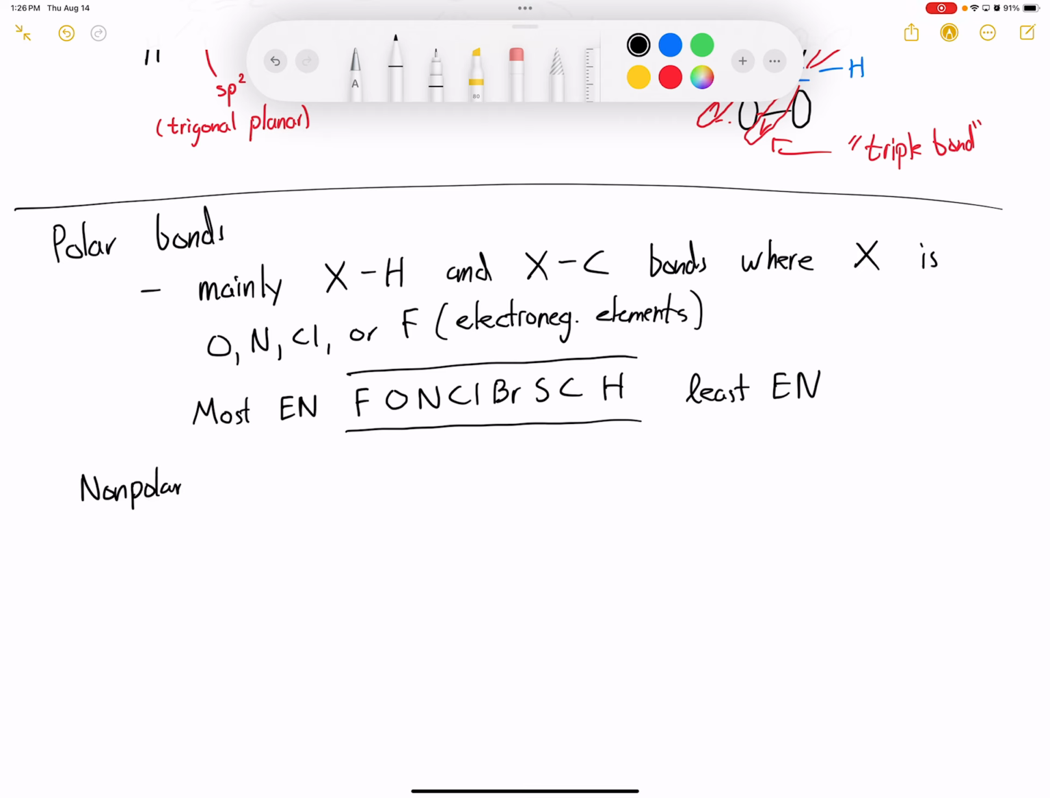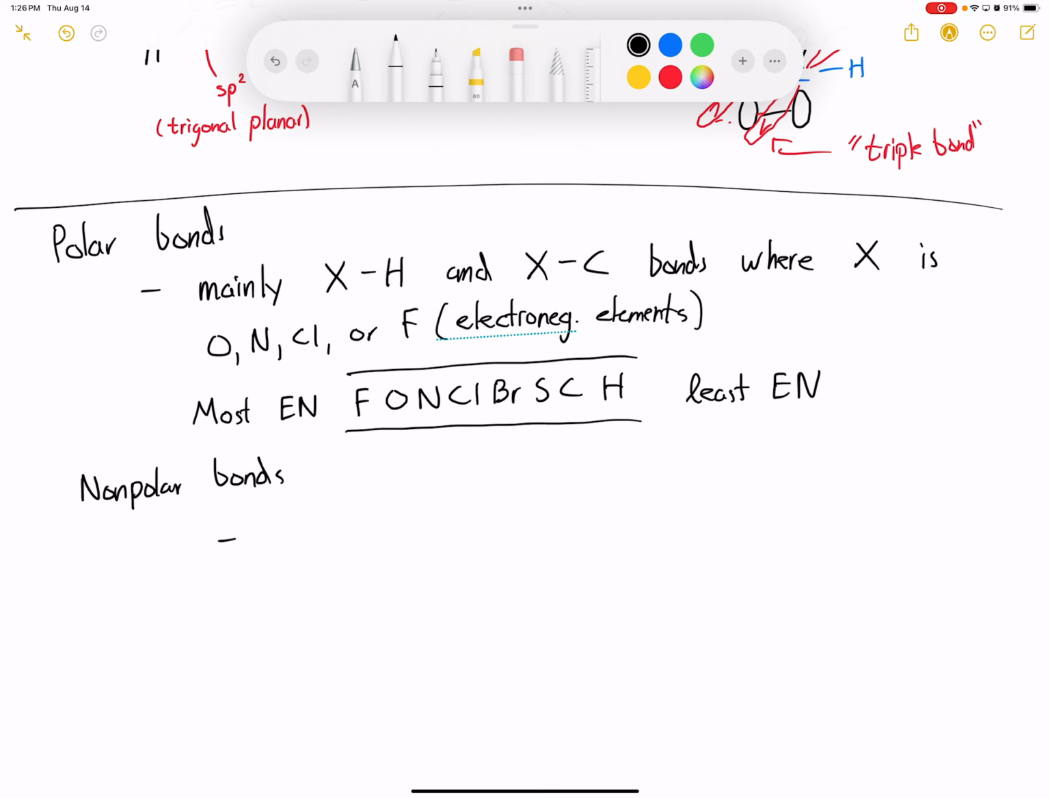So those are polar bonds. What do you think are nonpolar bonds here? So bonds that have elements of low electronegativity, right? So they're pretty much bonds with what two elements? Carbon-carbon and carbon-hydrogen.